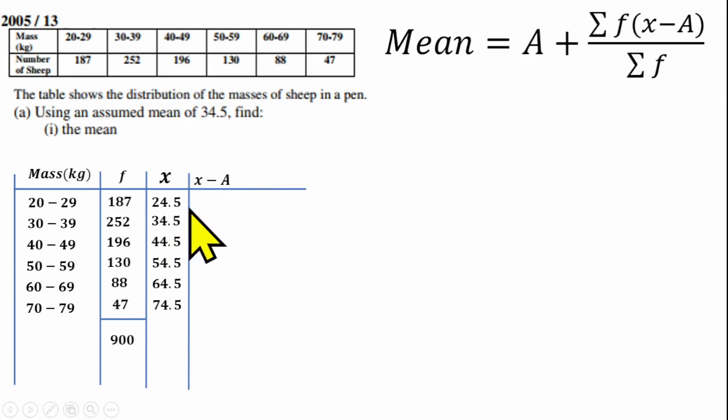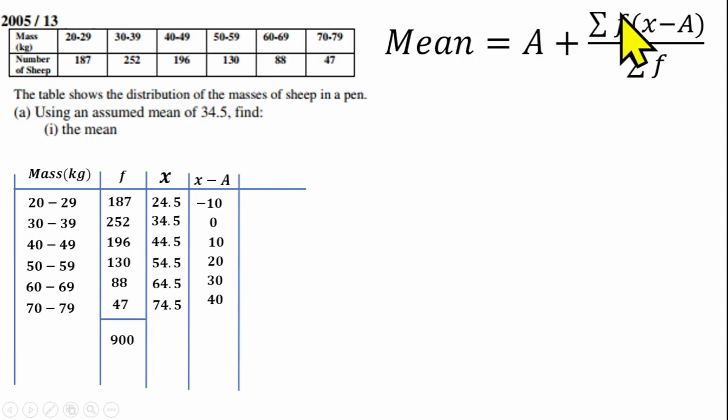So we are going to be removing our assumed mean 34.5 from our value of x here. So you have 24.5 minus 34.5, that gives us minus 10. 34.5 minus 34.5, that gives us 0. 44.5 minus 34.5, that gives us 10. 54.5 minus 34.5, that gives us 20. 64.5 minus this, that gives us 30. 74.5 minus 34.5, that gives us 40. So like that, we have been able to compute our x minus assumed mean.